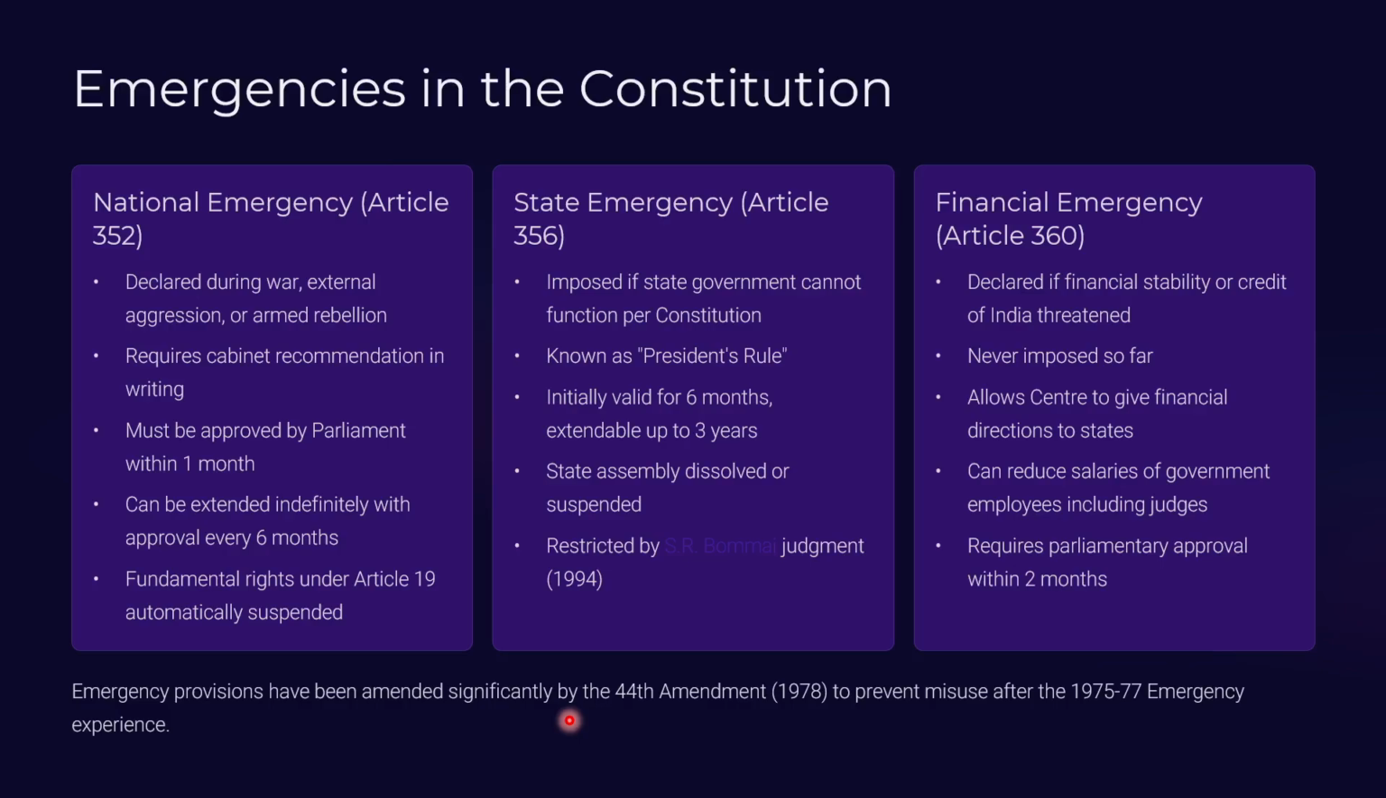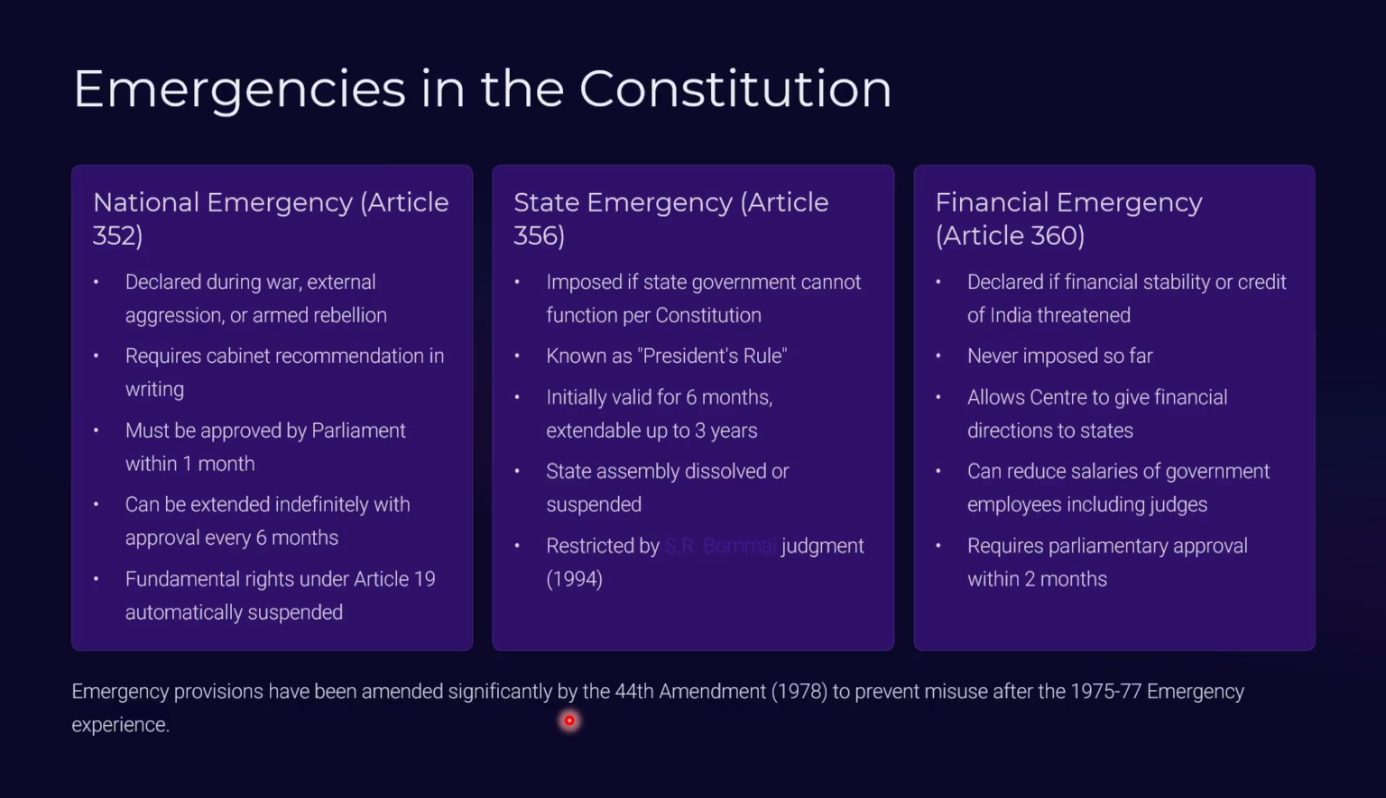Then state emergency, Article 356, imposed if the state government cannot function as per the constitution. Known as President's Rule, initially valid for 6 months, it can be extended up to 3 years. The state assembly is dissolved or suspended, and this is restricted by the S.R. Bommai judgment 1994.